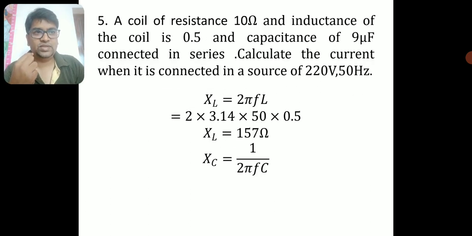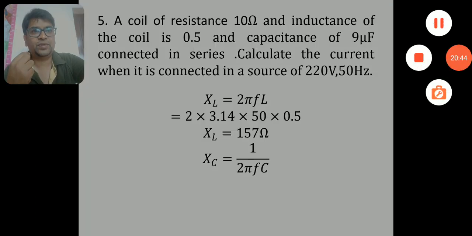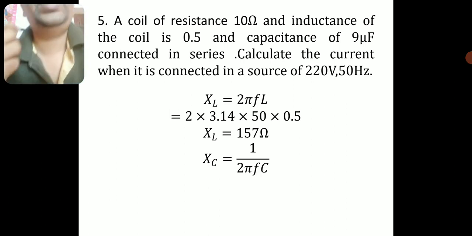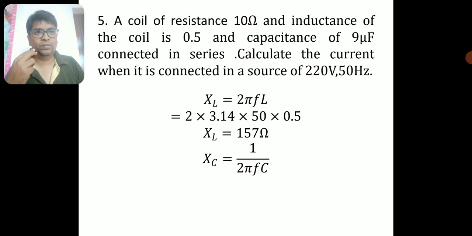Yeah, this is actually the last problem, the fifth problem. Right. A coil of resistance 10 ohm and inductance of the coil is 0.5 Henry, and capacitance of 9 microfarad connected in series. Calculate the current when it is connected to a source of 220 volts, 50 Hertz.